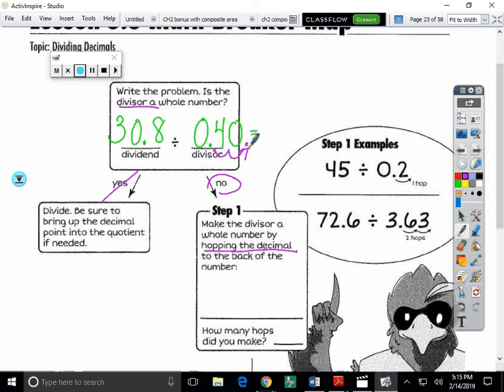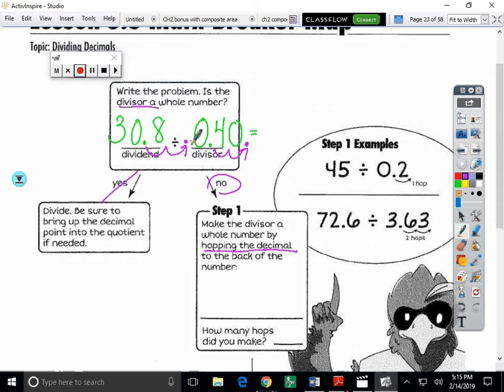I want to rewrite this as 40. The divisor sets the rule. Simon Says jump twice to the right, and that's what I need to do. So on my dividend, I follow the same rule. Remember, it said the same number of hops for step 2. So starting at my decimal in my dividend, I hop once, twice to the right. And this would be my new decimal destination.